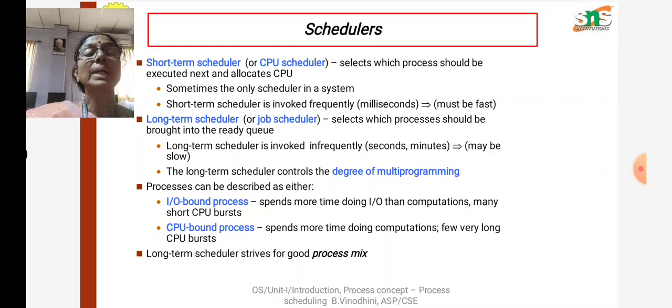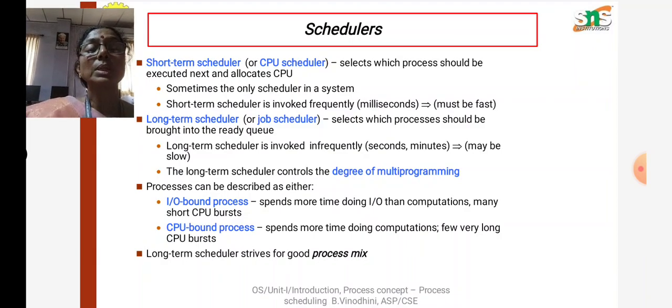For scheduling purposes, we have different types of schedulers, working with three types of queues. Based on the queue, the scheduler selects a process and gives it for execution. The short-term scheduler, which is the CPU scheduler, takes a process from the ready queue and executes it on the CPU. The long-term scheduler, or job scheduler, picks a process from the job queue and puts it into the ready queue.